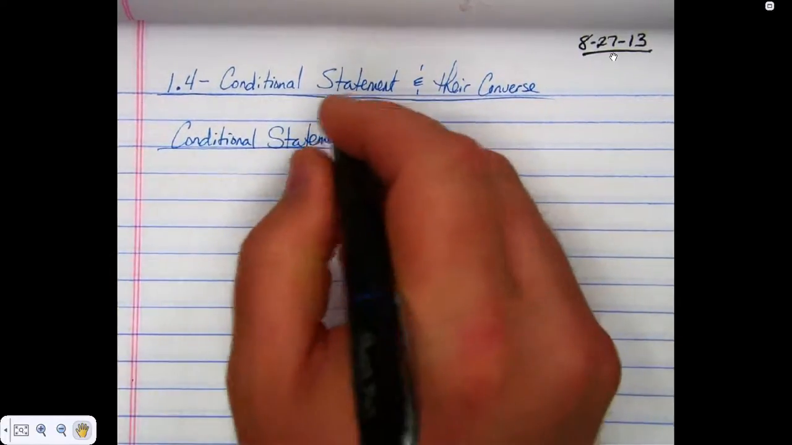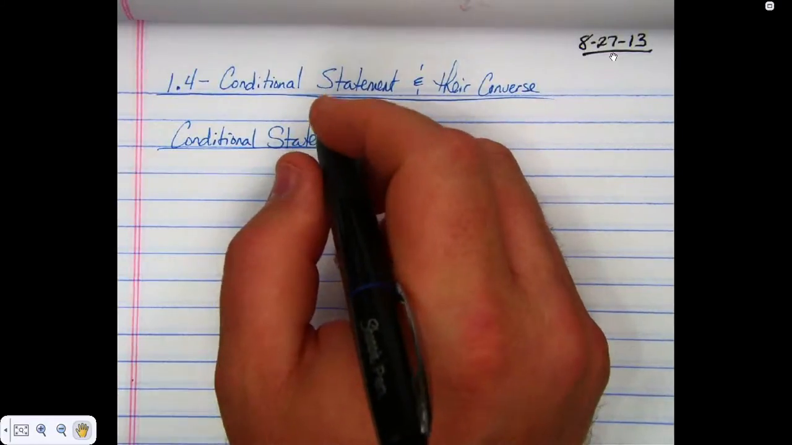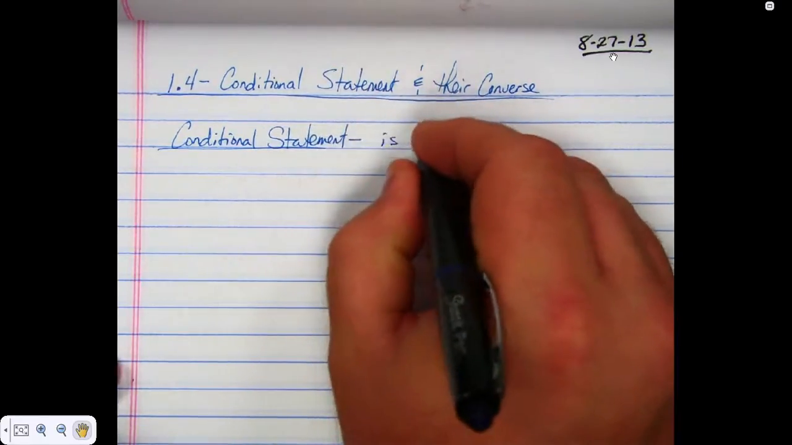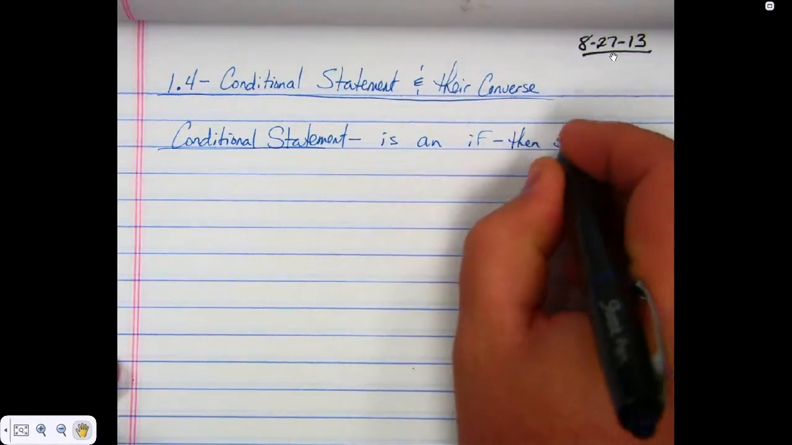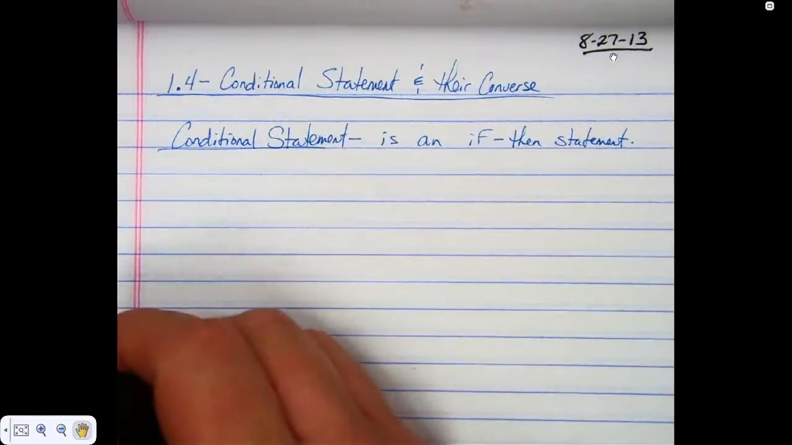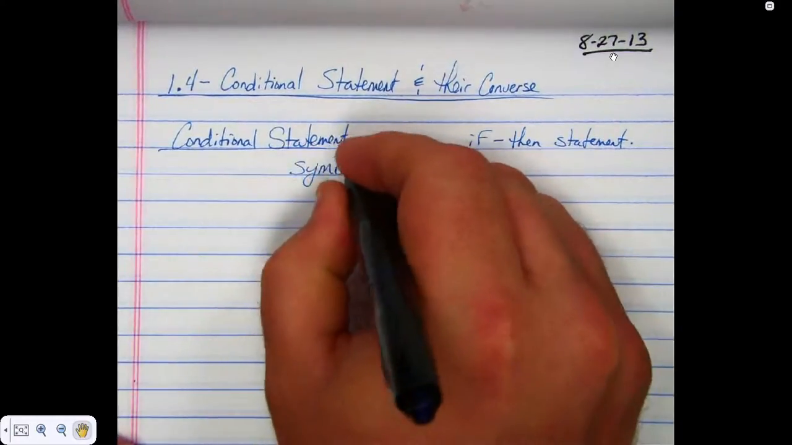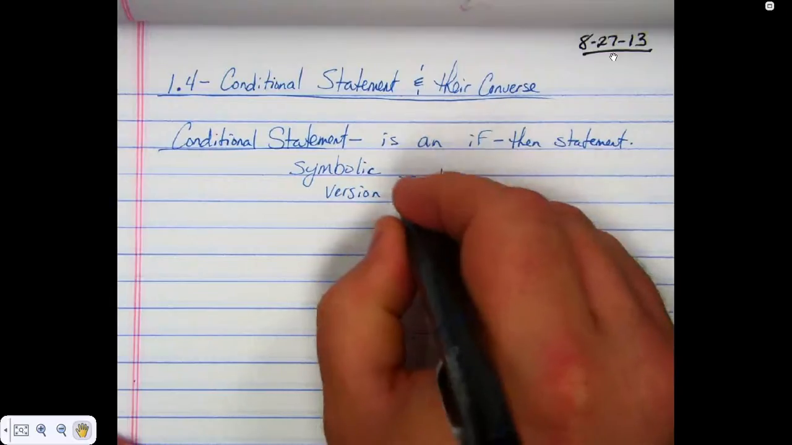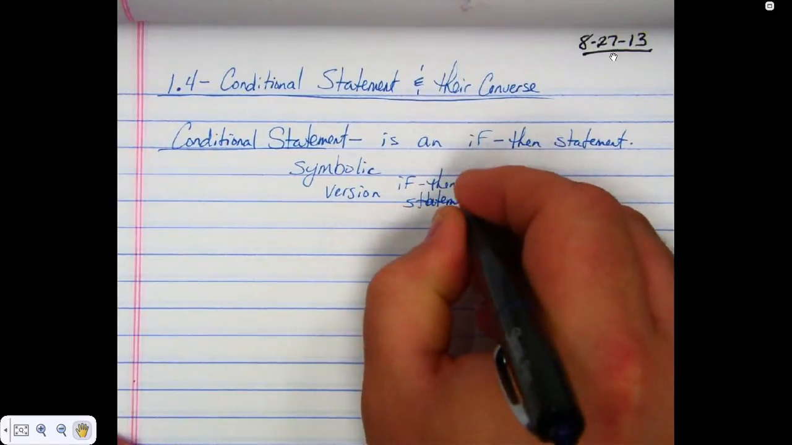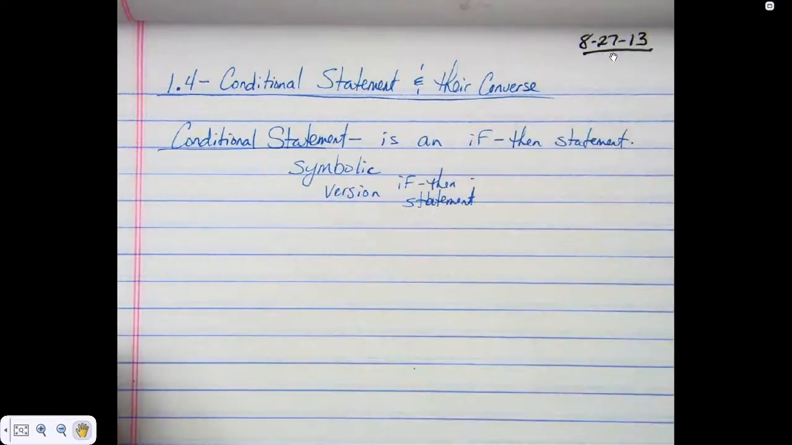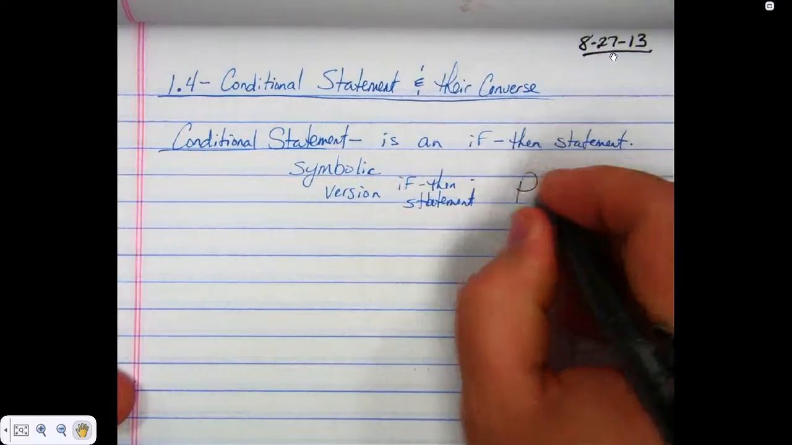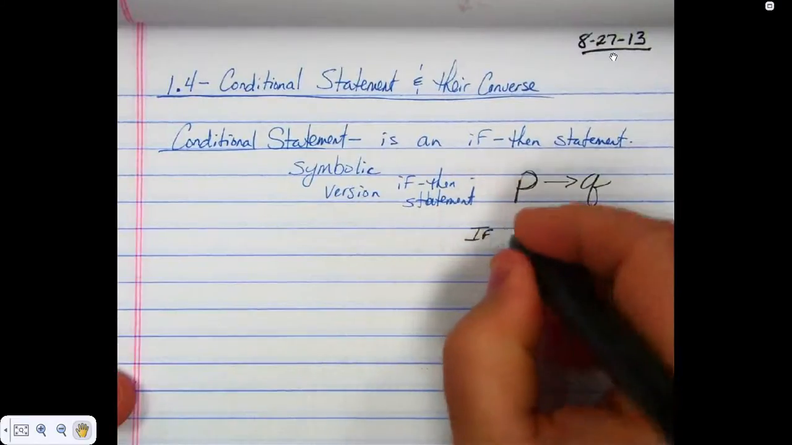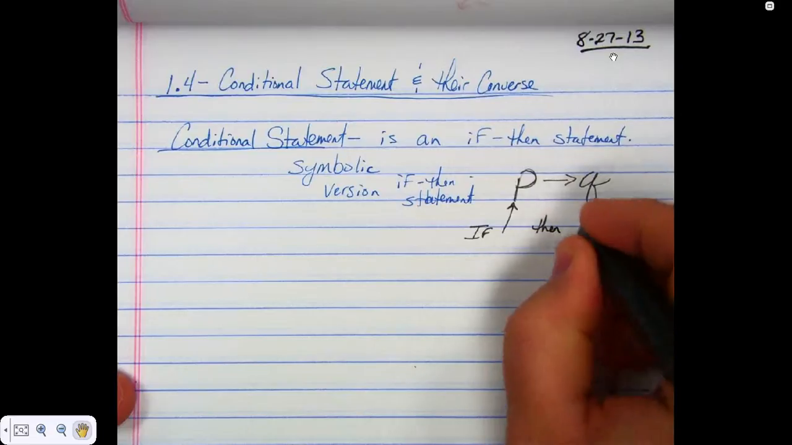Now, what does the book say a conditional statement is? Can somebody read to me what you think I ought to put down here? It is an if-then statement. The symbolic version of an if-then statement. This is going to look really weird. Looks something like this. What that means is if P, then Q.